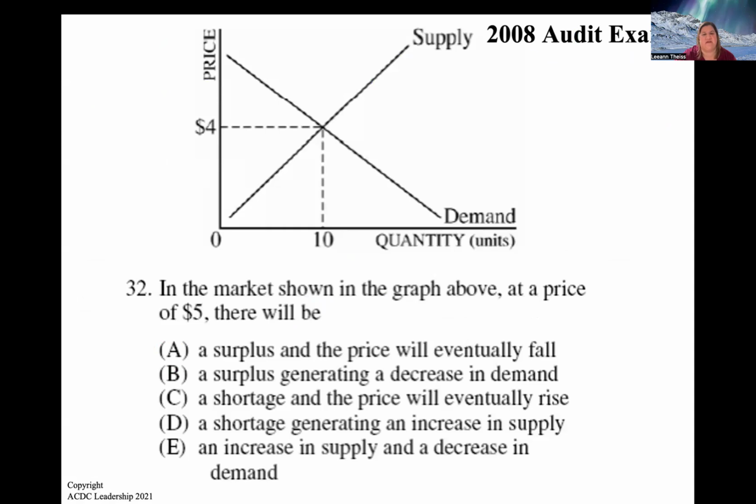Let's see. I gave you the answer already. In the market shown in the graph above, at a price of $5, there will be. So what do you think is going to happen? Well, $5, I don't necessarily know, but it's going to probably be somewhere up here. So I'm going to draw my line across. Do I have a shortage or do I have a surplus if we are looking at a price that is above equilibrium? That means we have a surplus, and the market will eventually correct itself if that's the case.